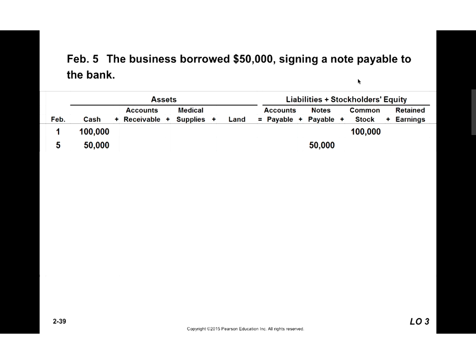Now, if we wanted to right now, we could add each column across. It's really easy to do. Cash, we have a total of $150,000, because that's all the activity that has gone on in cash. So assets are $150,000. Liabilities are $50,000 for that note payable, and equity is $100,000 for common stock. So liabilities plus common stock are $150,000. So my assets equal my liabilities plus equity. That will hold true all the time. If it doesn't, we've made a mistake.